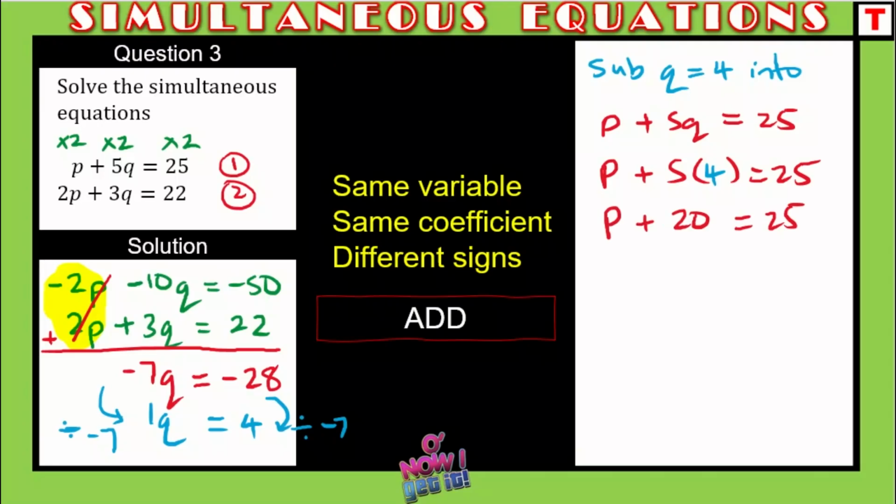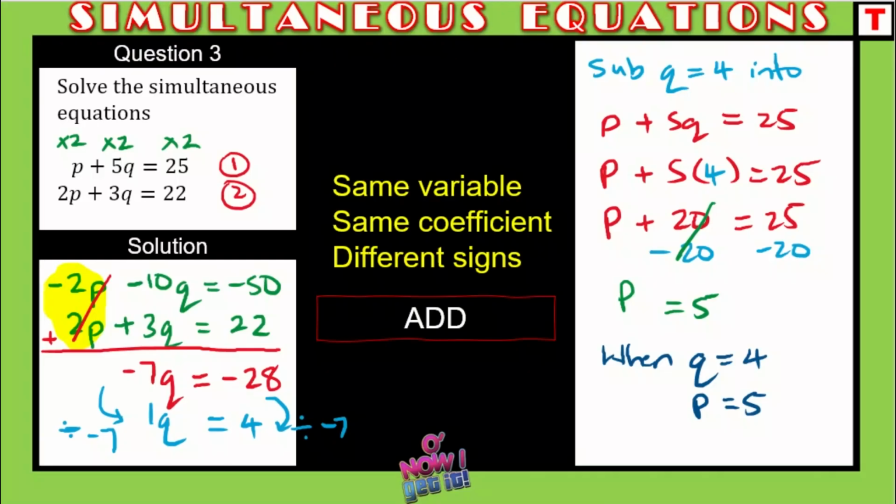So again, which side is the variable on? The variable is on the left-hand side of the equal sign. Therefore, I am going to be taking away 20 from both sides. Opposites are going to cancel. Well said. Well done. So p is now going to be equal to 25 take away 20, which is just going to leave us with 5. Therefore, we can say when q is equal to 4, then p is equal to 5.